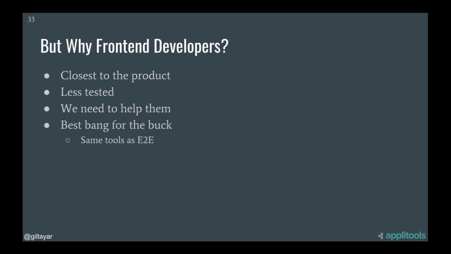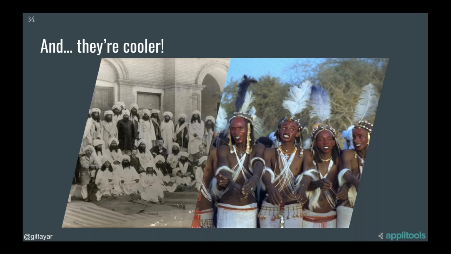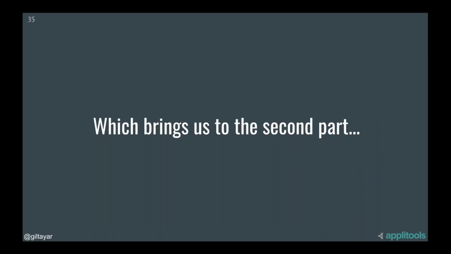As QAs, as testers, our job is not only to test the project, but to educate the whole company in how to help them test. Just like the DevOps culture is not that we're going to automate the ops, but that we're going to instill a DevOps culture in all the companies so that everybody will be doing operations. And well, it's the best bang for the buck. It's basically the same tools that you are using for test automation and browser automation. Plus, they're much, much cooler. They do HTML, they do CSS, they do graphic design. Usually they're a little bit cooler than the backend people. I'm a backend developer, so I'm allowed to say that.